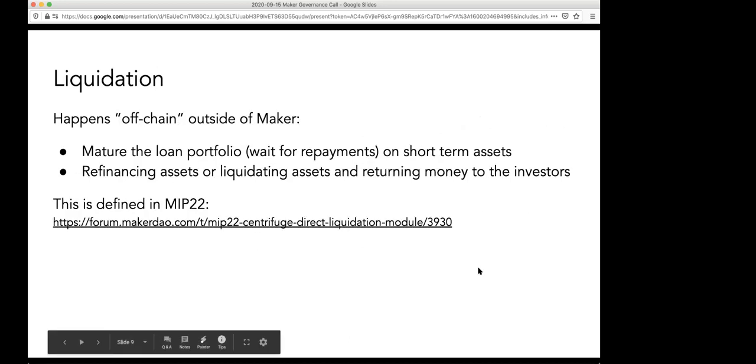Liquidation, I've mentioned, is in MIP22, and I see I'm running a bit over time, so I want to end it quickly. But there's a specific way we liquidate these because there's no liquid market. The best way is to have the asset originator refinance these loans or let the portfolio mature. So the liquidations work slightly differently, and this is published in MIP22. Again, please ask your questions and engage here.